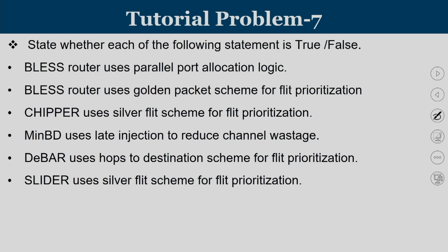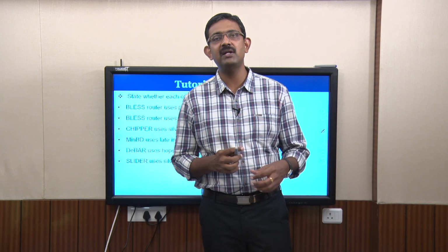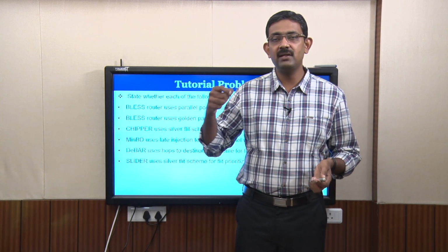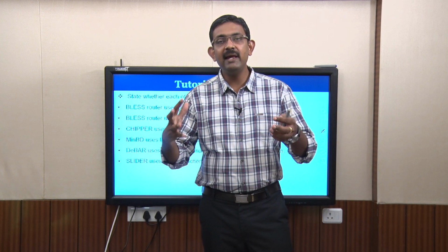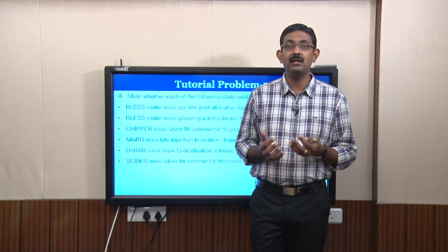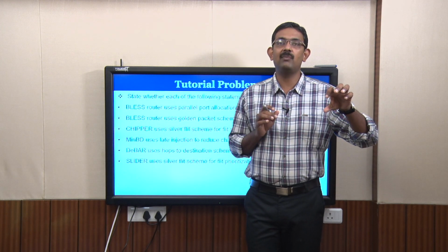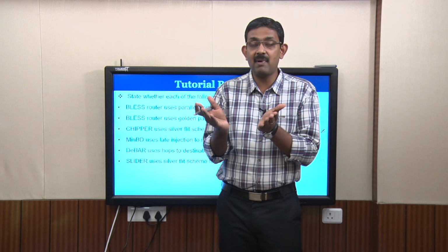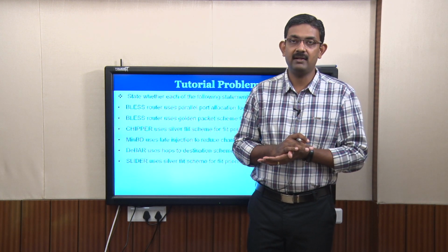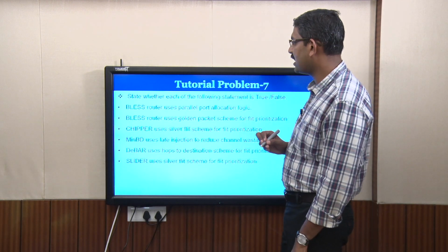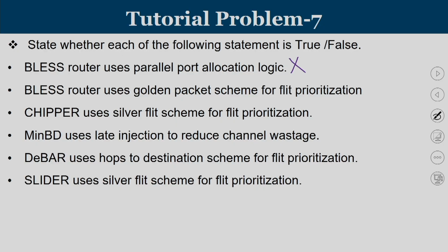Now, the first statement: BLESS router uses parallel port allocation logic. BLESS was the very first bufferless router that was proposed, and there you are using a sequential port allocation scheme. You look at the age of the flits, and the highest age flit is given whatever port it wants. Only the balance ports that are available can be considered for the next flit. So you take one flit, assign the available port, then from among the balance ports, only those are given to the next flit. So it is a sequential port allocation. So the statement that BLESS router uses parallel port allocation logic is wrong.